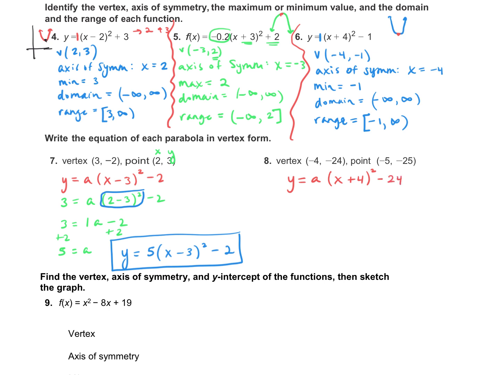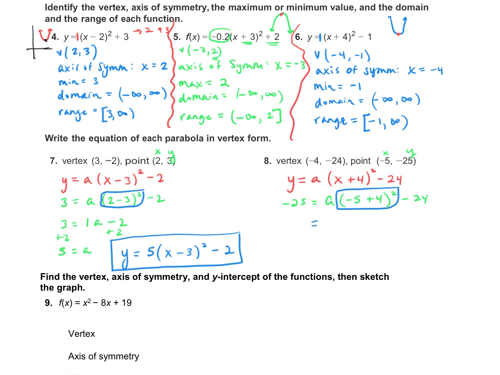Now to get our a value, we're going to plug in a helper point. So they gave us this helper point that has an x and a y. I'm going to plug in negative 25 for y equals a times our x, which is negative 5 plus 4, squared, minus 24. First thing we'll want to do is get this simplified into a single number. Negative 5 plus 4 is negative 1. Oh, we got a negative 1 again. Negative 1 squared is positive 1.